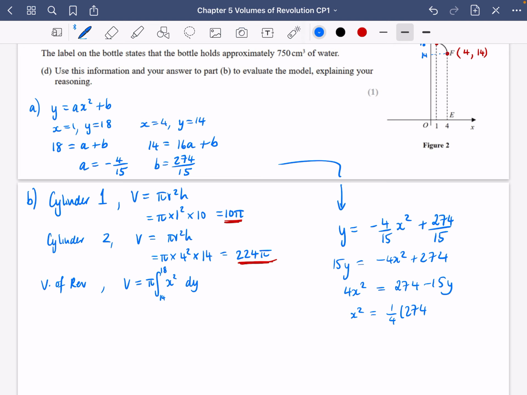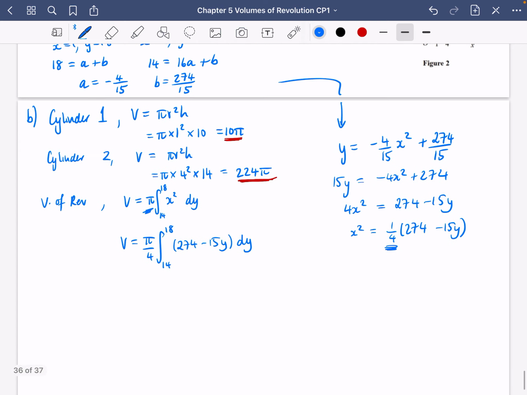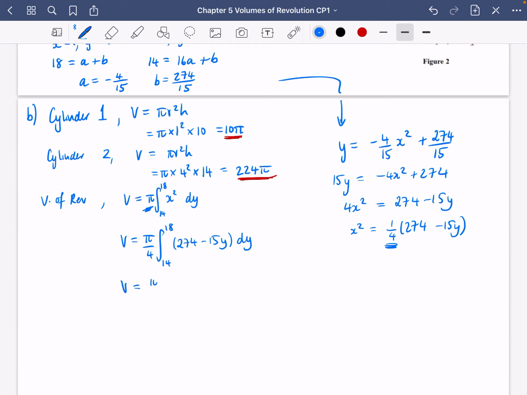And then I'm just going to put the quarter outside the front. I could divide everything by 4, but you'll see why in a second. I can take this quarter and leave it outside the front, and I'm going to go between 14 and 18 of just this inside bit, which is 274 minus 15y dy. And now I'm going to do the integration. So that's going to go to 274y minus 15 over 2 y squared between 14 and 18.